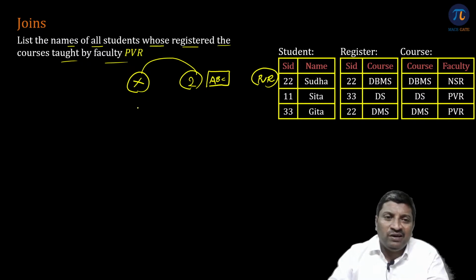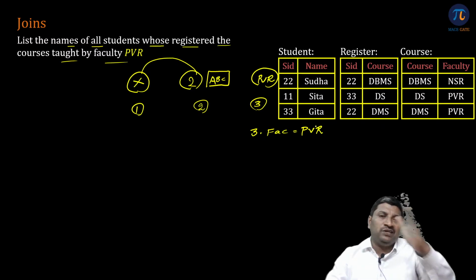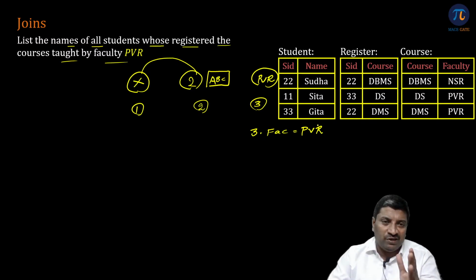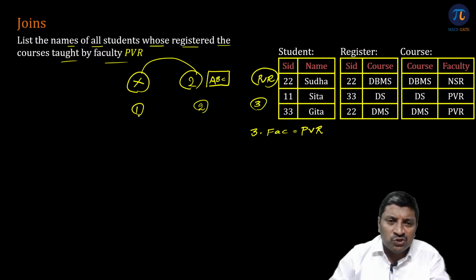So I need to combine the first table, second table, third table. That's the first step. In the third table, the instructor name, faculty equal to PVR. Then it will give the details of courses by PVR and the corresponding records. Now the second condition is what, sir? These two we already formed as a join, sir. No issue, right?